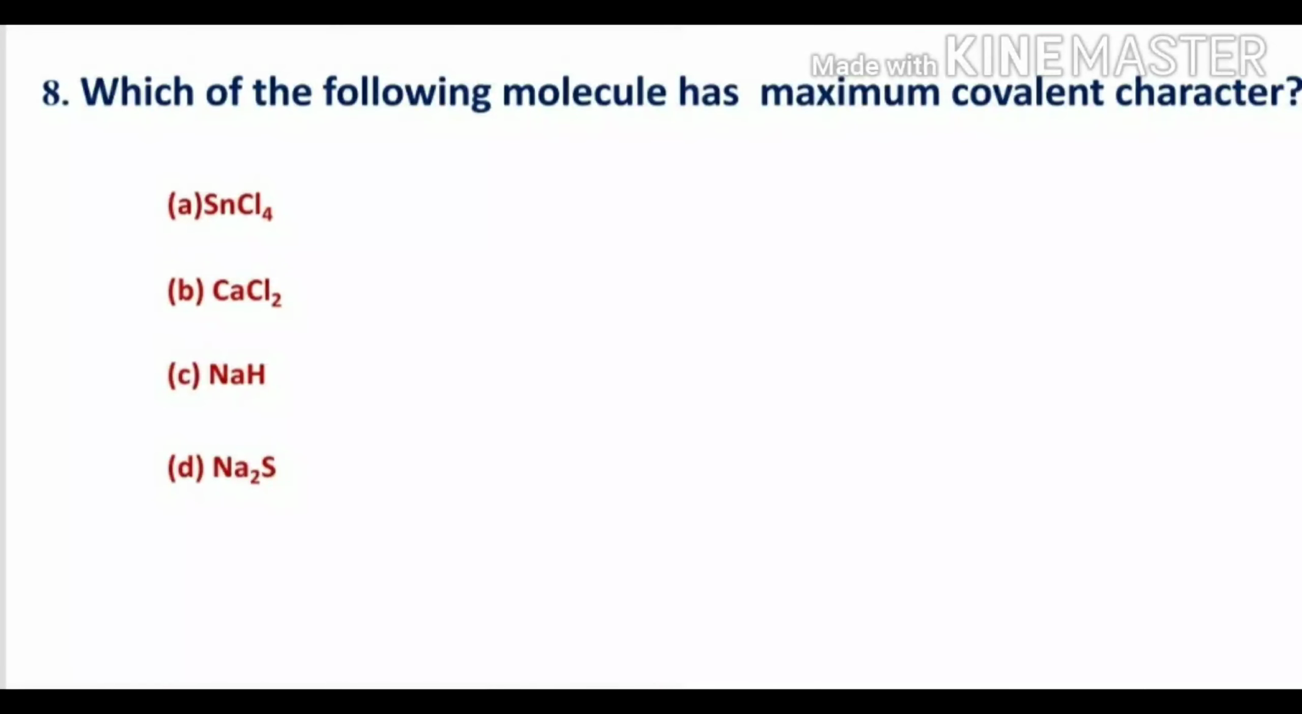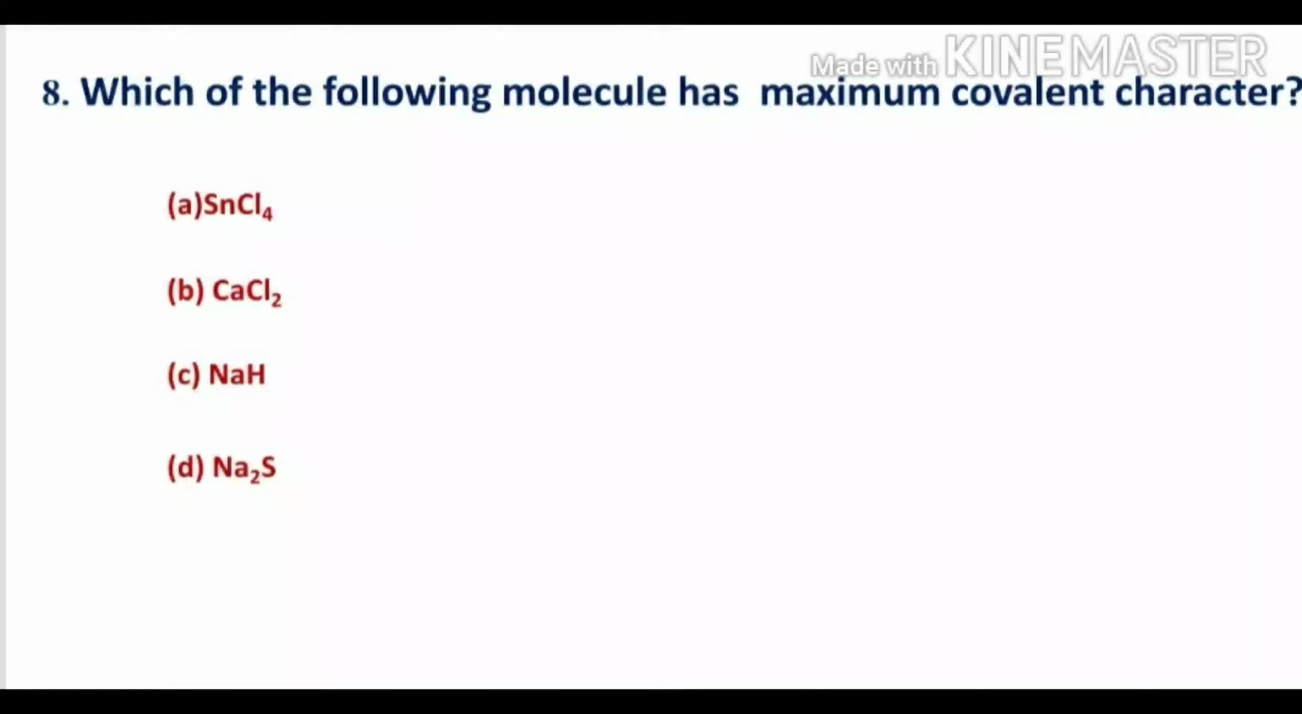Question number 8. Which of the following molecules has maximum covalent character? Option A, tin chloride. Option B, calcium chloride. Option C, sodium hydride. Option D, sodium sulfide. All of these are most probably ionic solids. But even though they are ionic, the covalent character is described by the lesser ionic character, which means somewhat increasing covalent character.